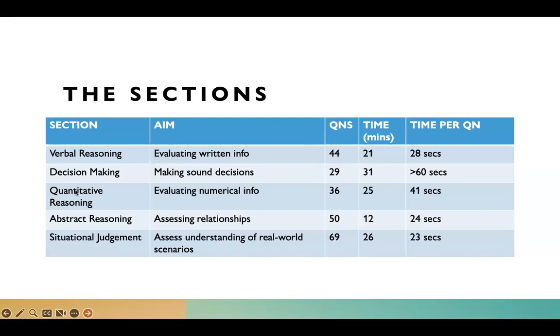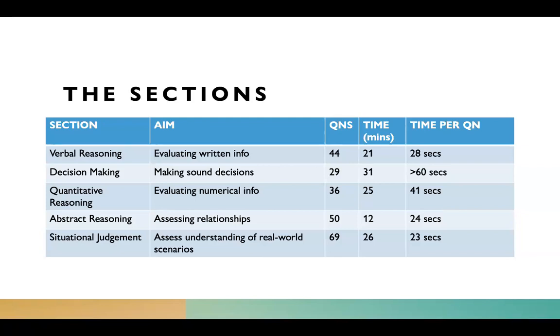Quantitative reasoning is one that most students find easy because it's essentially just maths. So evaluating numerical information, and you get 36 questions to do in 25 minutes. So approximately 41 seconds per question. A massive tip for quantitative reasoning, try and practice your mental maths. Yes, you can use the calculator that's there, but actually making sure to do simple addition, subtraction in your head can just really help you in terms of time.